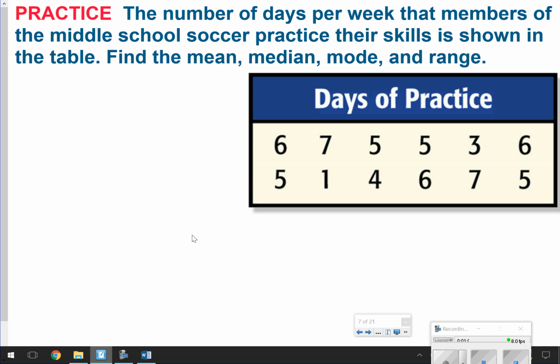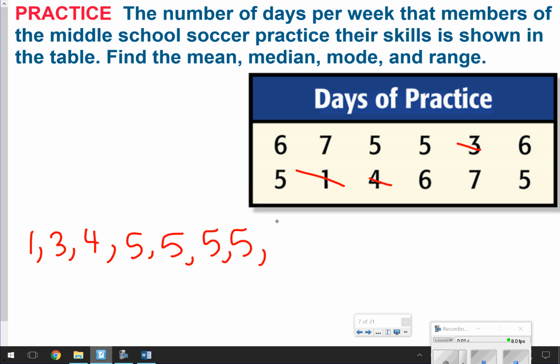Here's the first example. We have the number of days per week that members of the middle school soccer team practice their skills, shown in the table. Find the mean, median, mode, and range. The first thing you want to do is put these all in ascending order. So the order would be 1, 3, 4, 5, 5, 5, 5, 3 6s, and 2 7s.